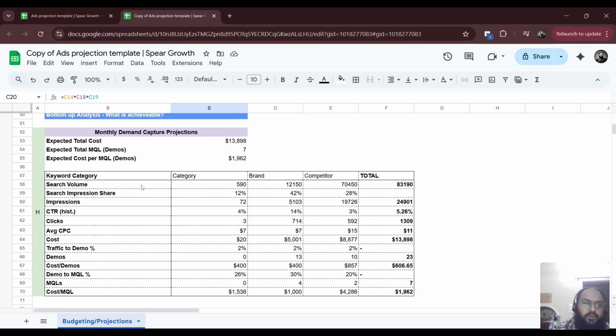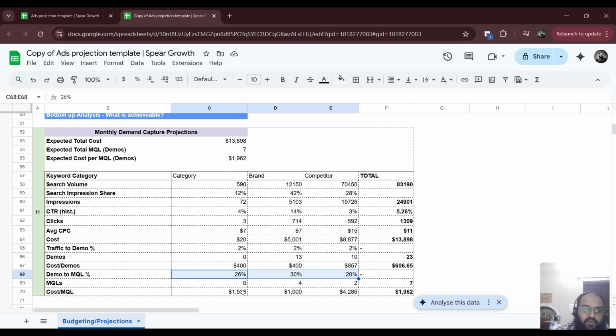Bottom-up approach is more granular. We rely on multiple tools like Keyword Planner and SEMrush for this data. We break our campaigns into category, brand, competitors. We get the search volume for each. Impression share is something that we would have control over to penetrate. Your CTRs also is something you would have control over. Your CPCs are generally from the tools that you use. Traffic to demo again is in your control, and demo to MQL as well.